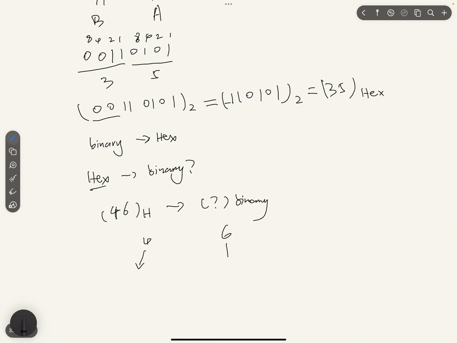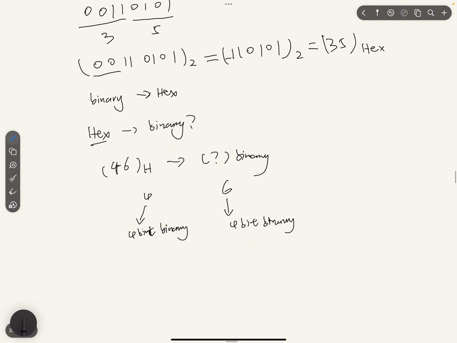So we have 4 and 6, so we need a 4-bit binary number to represent the 4 and a 4-bit binary to represent the 6. So what's the binary for 4? It will be 100, and for 6 it will be 2 plus 4, since we have 1, 2, 4, 8. So 6 will be 110. 4 is 100. In order to make them 4 bits, we just add leading 0 to the front.